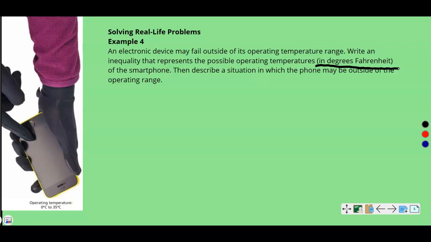All right, so first thing we're going to do is just use what we're given and go ahead and set up an inequality. So we know it's between 0 and 35 degrees Celsius. So we've got 0 less than or equal to Celsius degrees, and then that is less than or equal to 35 degrees.